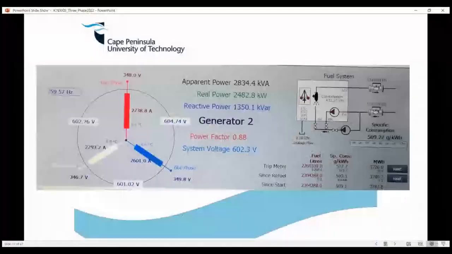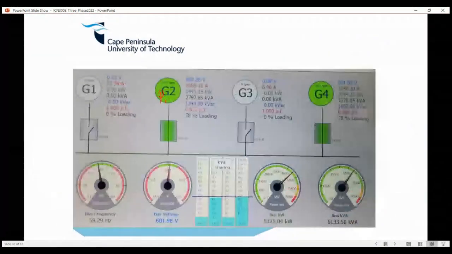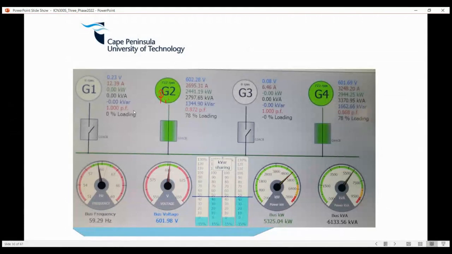There are 3 pictures. This is what it looks like. There are 4 generators here. On the power management system, you can see generator 1 is not connected. Generator 2 is connected. It tells you its system voltage, its RPM is 722 revs per minute, the amount of current it's giving, the kilowatts, the kVA, the VAR, and then your power factor.